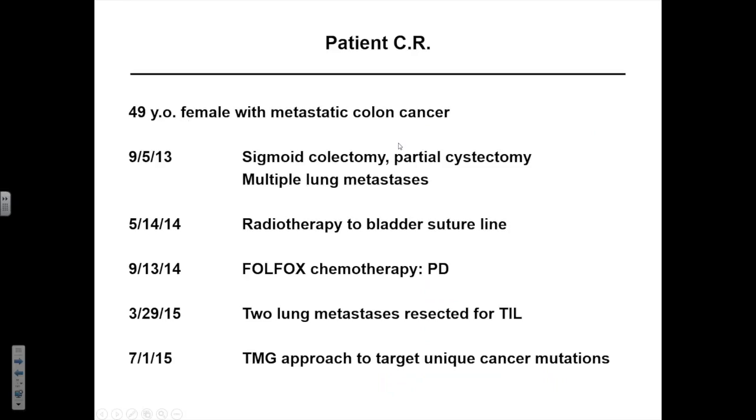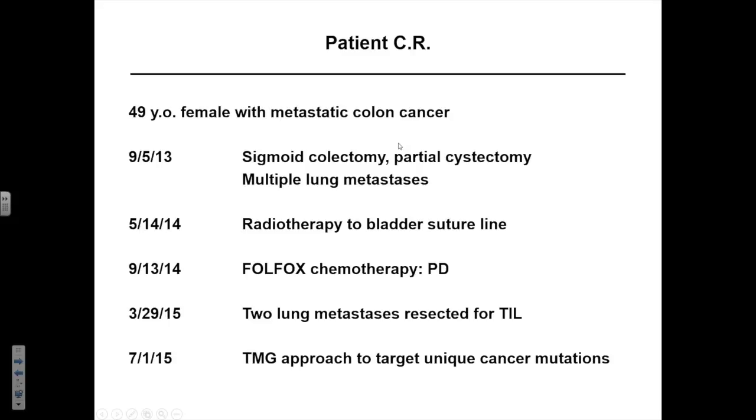How did we find it? Again, using this blueprint, studying tandem mini-genes. This was a 49-year-old female who had metastatic colon cancer. She had a sigmoid colectomy. It was a very aggressive disease. It was invading into her bladder. She had multiple lung metastatic deposits. She had radiation therapy to the bladder suture line. She received a very aggressive FOLFOX chemotherapy, did not respond.